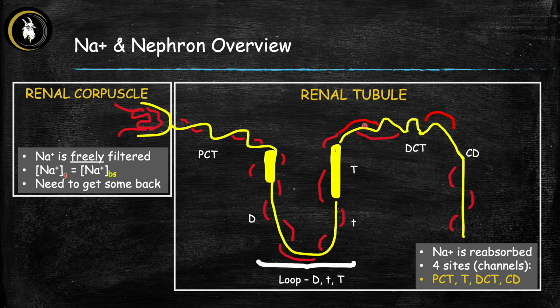In this renal tubule, there are primarily 4 sites where we have specific channels that are dedicated to sodium absorption, and those 4 sites are the proximal convoluted tubule, thick ascending limb of the loop of Henle, the distal convoluted tubule, and the collecting duct. So what we're going to do is we're going to go through each of these 4 sites one by one, identify the channels, see how they work, and then see how the diuretics are going to act on those channels to prevent sodium reabsorption and therefore lead to diuresis.